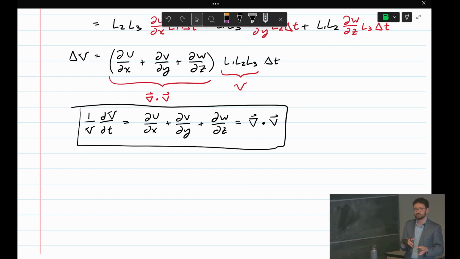So now we can calculate, with a velocity field, the volumetric strain rate of a fluid element. And that's a local strain that a fluid element will experience. And all that strain is, at the end of the day, is just the sum of the changes in velocities that it feels along the three different axes.